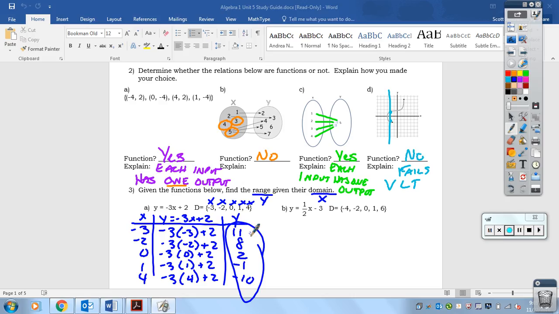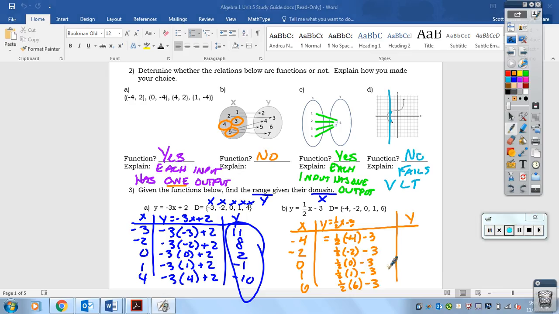I will do the same thing for B and make my table with B, except this time my domain, my x's are -4, -2, 0, 1, and 6. My equation is y equals 1/2 x minus 3, and I'll plug into this table, give myself a bit more space. I'll plug in each of these. y equals 1/2 using parentheses of 4 minus 3. And I would plug in for the rest of them.